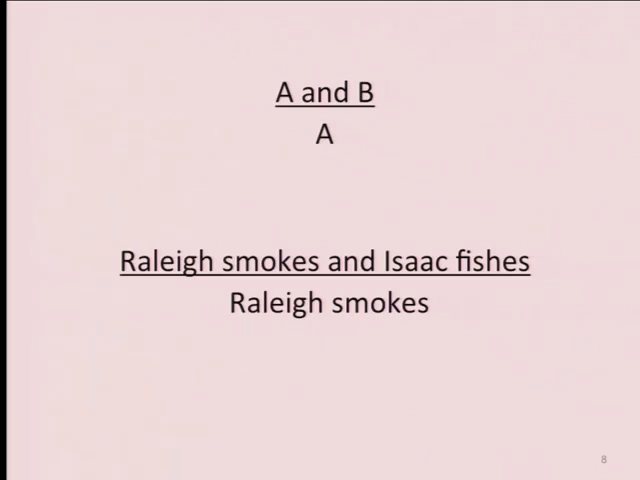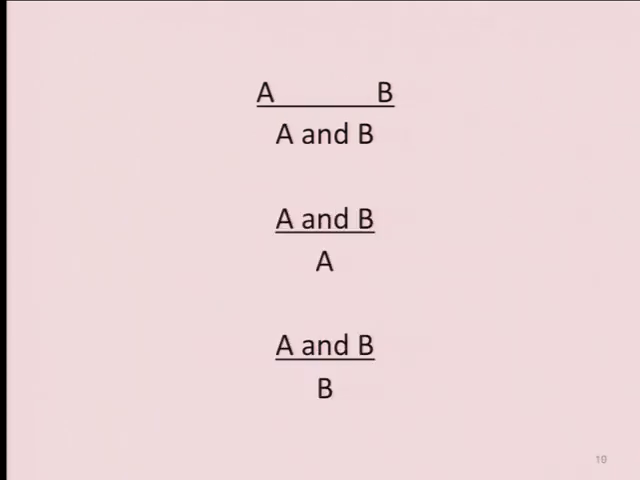Is there anything else you can derive from A and B? B. Very good. So from Raleigh smokes and Isaac fishes, you can also derive Isaac fishes. Yes? So summing up, here are the inference rules for and. From A and B, you can derive A and B. From the sentence A and B, you can derive A. And from the sentence A and B, you can derive B. Yeah? That's all perfectly straightforward, right? So that's the use of the term. That's the way we use the term. That's the inputs and outputs. That's like the perception and action thing for round. Yeah?